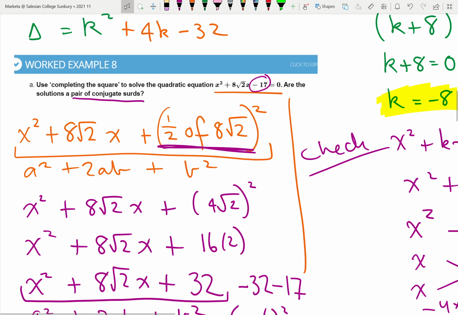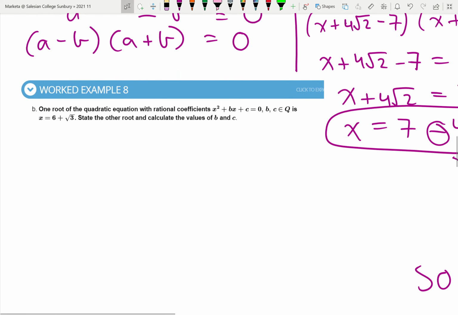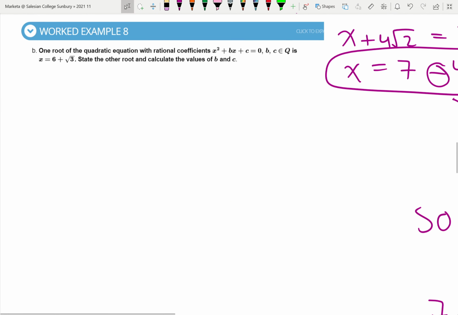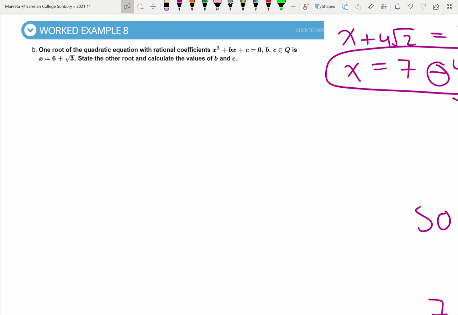Anything else we had to do there? Other solutions of pair of... No, we've done that. I think we got 2 more. Okay, one root of the quadratic equation with rational coefficients, blah, blah, is x equals 6 plus root 3. State the other root and calculate the value of b and c. Okay, so it's got rational coefficients, fine. So we're trying to find b and c.